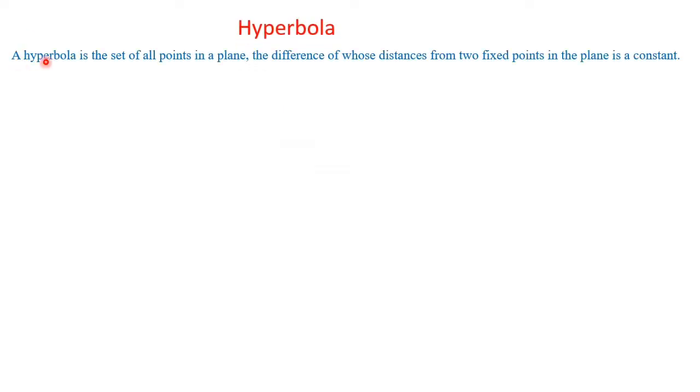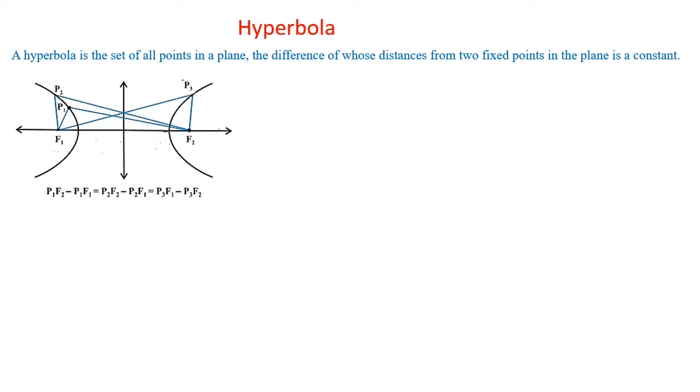Let's begin with the definition of hyperbola. A hyperbola is the set of all points in a plane, the difference of whose distances from two fixed points in the plane is a constant. It is a set of all points in a plane. When you take the distances of that particular point from the two fixed points and when you take the difference, it will be a constant. The collection of those points is called the hyperbola.